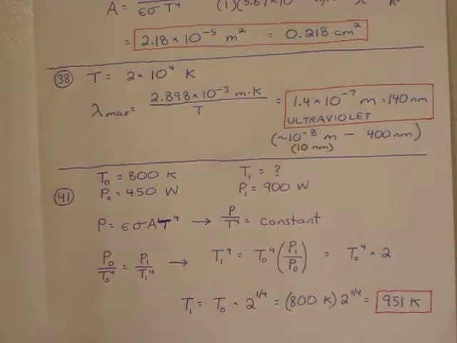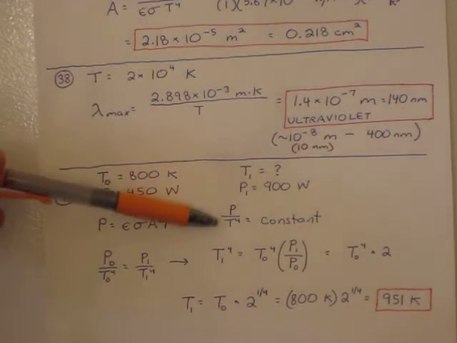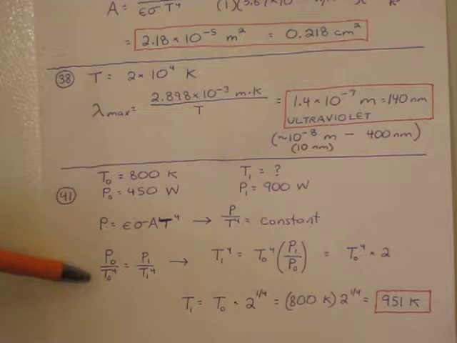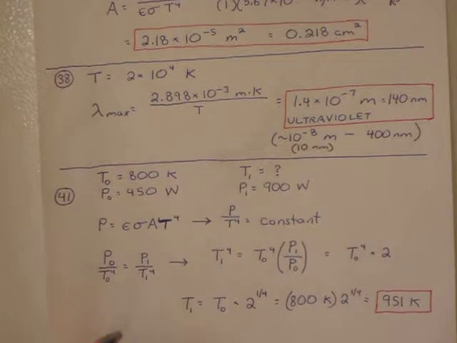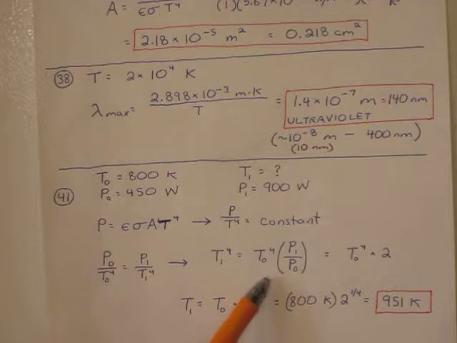Now the technique that I'm going to use here, we don't care to solve for emissivity times sigma times A. We don't care to solve for that right-hand side. All we care about is that it's constant. So if P over T to the fourth is constant, let's set it up this way. The original, P naught over T naught to the fourth, equals P1 over T1 to the fourth. When we solve that for T1, well, let's solve it for T1 to the fourth, we get that it's T naught to the fourth times P1 over P naught.